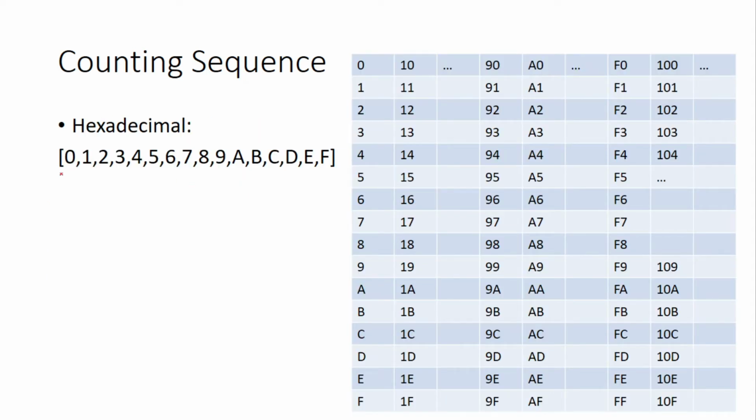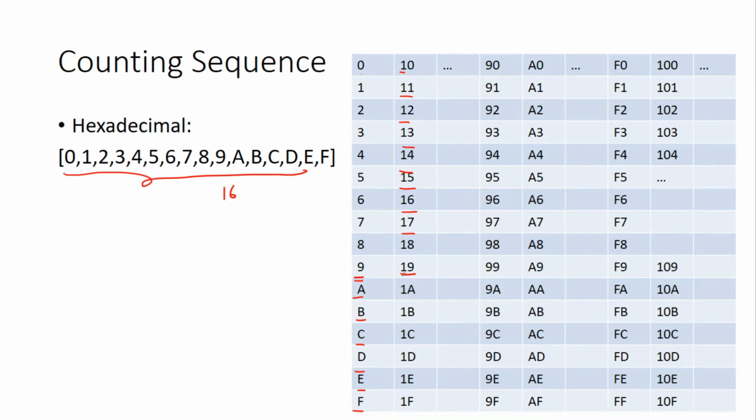For hexadecimal, as I told, we use 16 symbols, so the counting sequence is nothing but permutations of all these 16 symbols that we're using. So we have 0, 1, 2, 3, 4, 5, 6, 7, 8, 9, then after 9, instead of 10, here we have A, B, C, D, E and F. Then we move to all the 2-digit permutations starting with 1. Then we have 10, 11, 12, 13, 14, 15, 16, 17, 19. Then after 19 we have 1A.